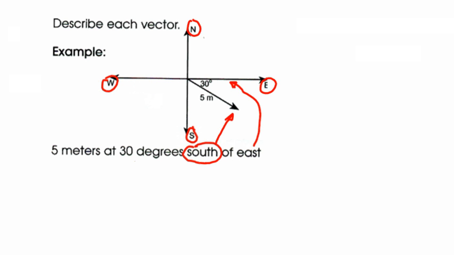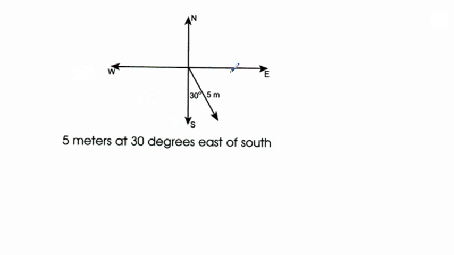Let's look at the next example problem. We have this one here, another 30-degree angle, and a 5-meter vector, but this time 30 degrees, not rotated down from east, but rather to the right, or toward east, from south. And so therefore this vector is going to be 5 meters, same magnitude, at 30 degrees east of south. So it's a pattern. I'm going to go over just a couple of these problems. I think I'll do 1 and 3.